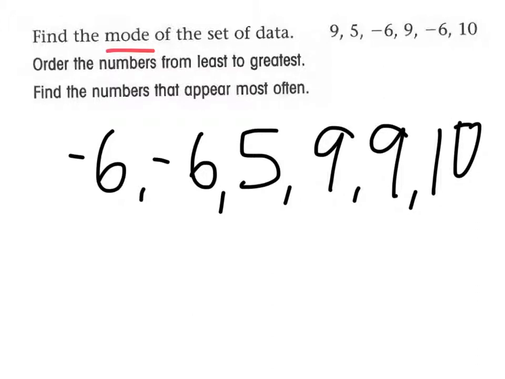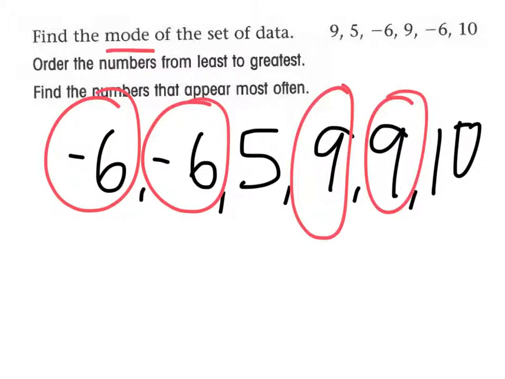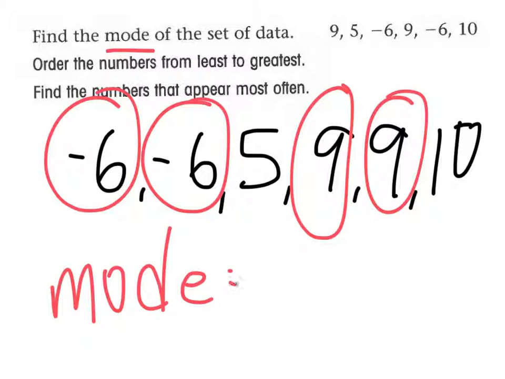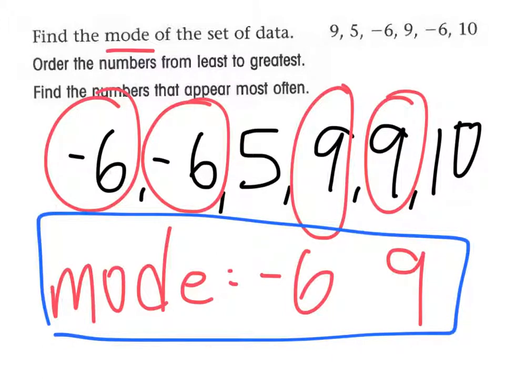And so what are the numbers that appear most often? Well, I see a -6 and a -6, a single 5, and I see 2 9s. So what does that mean? That means that the mode, in this case, is -6 and 9. So 2 modes, this is our answer.